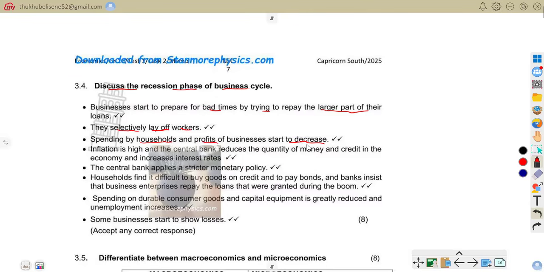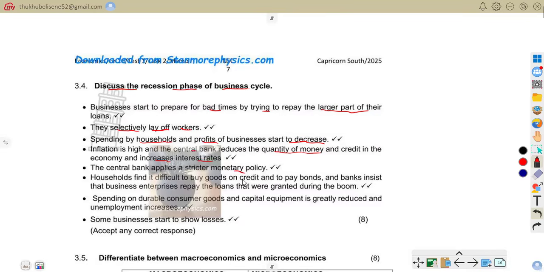So it means spending decreases now because of what? Recession. Spending decreases. Lower consumer demand now. So this is going to, for example, reduce shopping. Now they are no longer going to buy. Inflation is high and the central bank reduces the quantity of money and credit in the economy and increases interest rates. So, meaning to say the interest rates are going to increase. Central bank controls what? Inflation now.